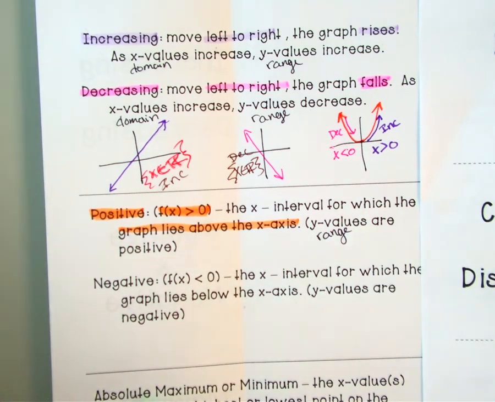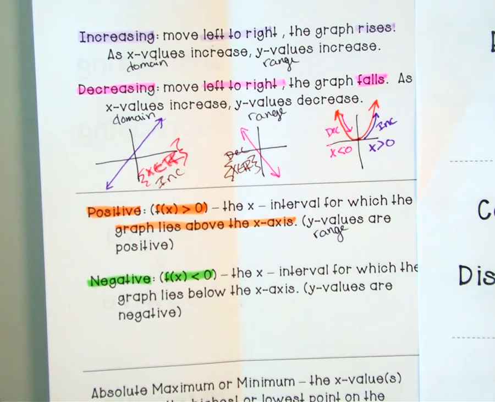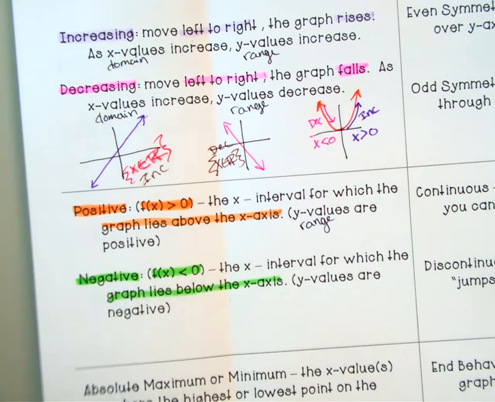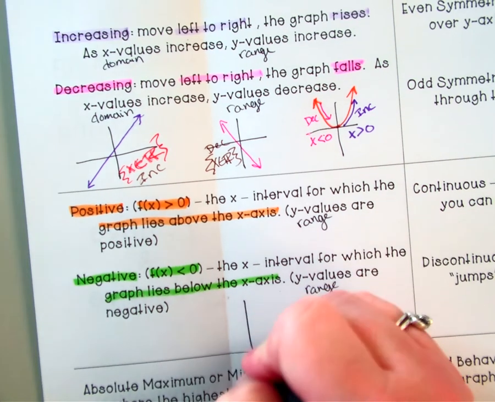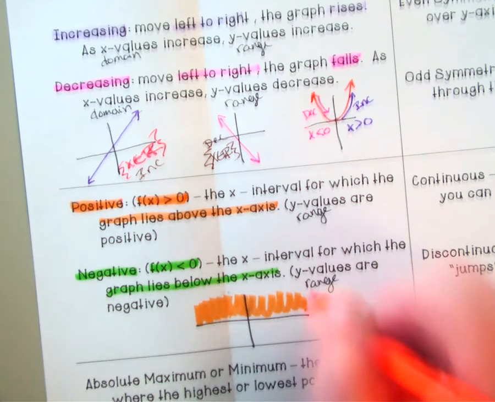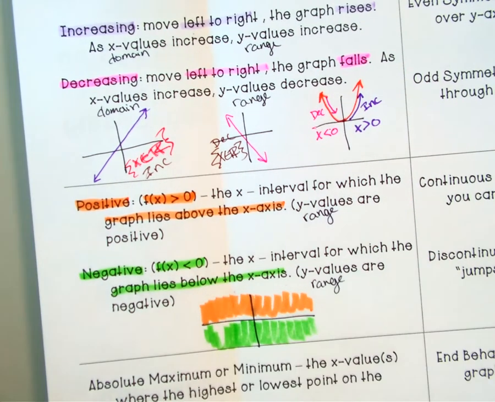So then our negative, again, there's our notation for it. F of x is less than 0. That is when our graph lies below the x-axis. So our y values, our range values, are negative. So here, whenever the graph is up above that x-axis, we say it's positive. And whenever it's down here below that x-axis, we say that our graph is negative. So again, when they ask us about positive and negative, we refer to the domain values, and we use those domain values to help us indicate when the graph is positive and when that graph is negative.